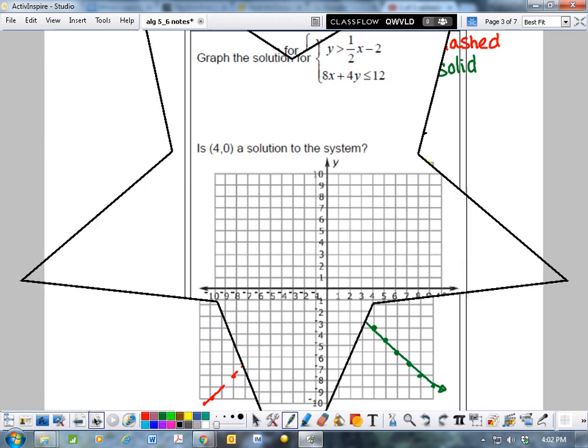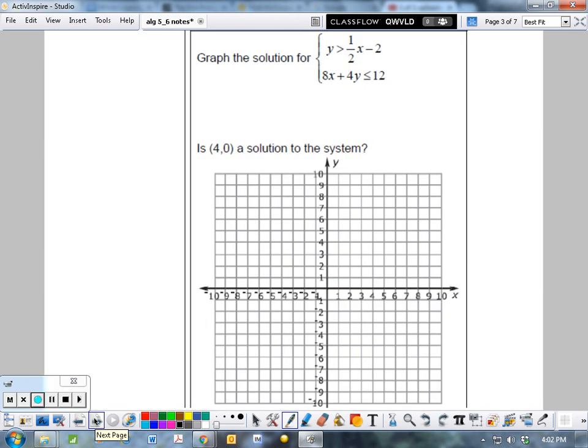Okay. So now we're going to graph another one. It looks like we're getting a little bit more complicated here. We have y is greater than 1/2 x minus 2, so I'm going to start at -2. And then my slope is 1/2, so I'm going to go up 1, right 2, or down 1, left 2.